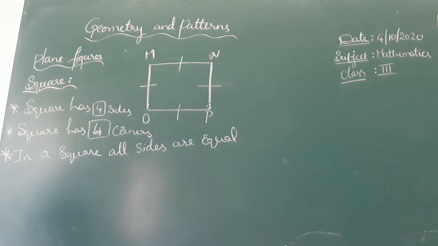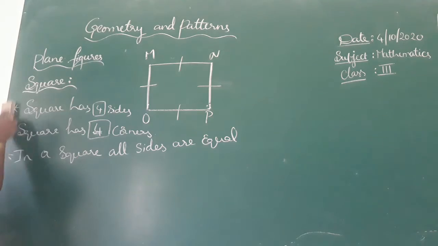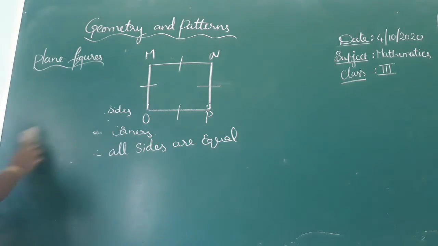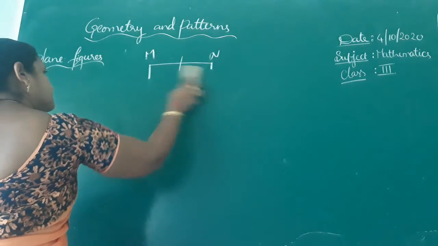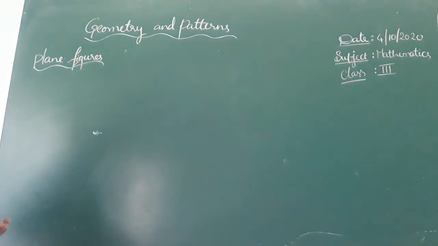So a square is a rectangle, but a rectangle is not a square. We can say a square is a rectangle, but we can't say a rectangle is a square. This is about the next plane figure, the square. Second one, square, completed. Now we will discuss the third shape, the triangle.